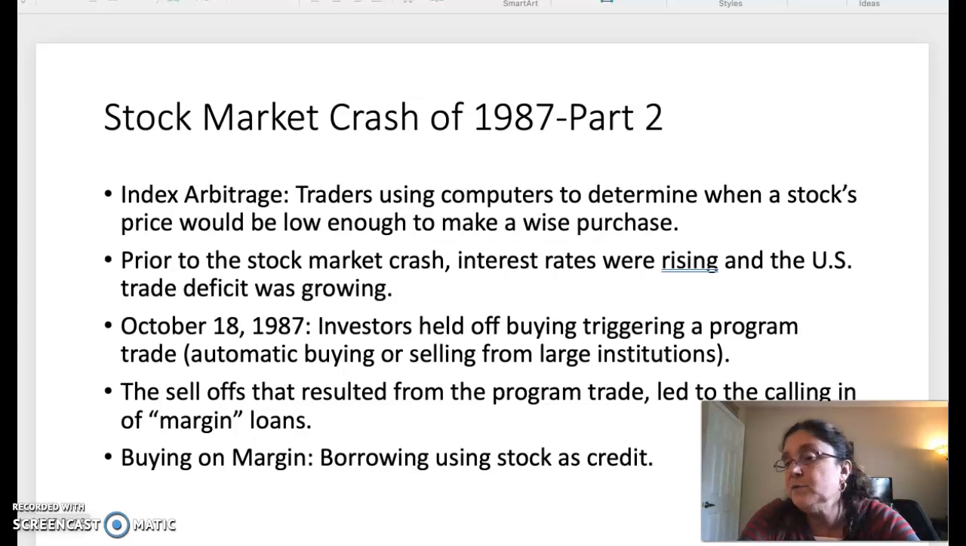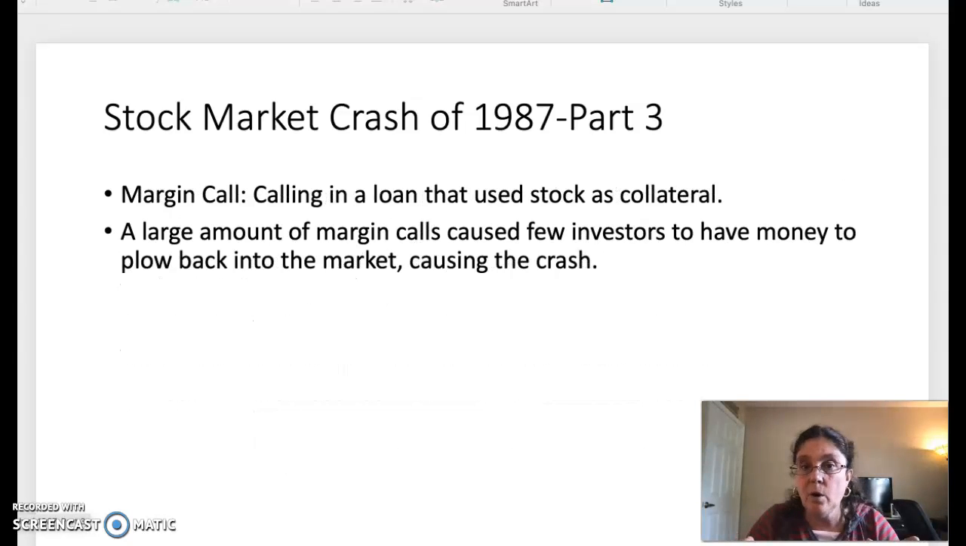Before the stock market crash, interest rates were rising and the U.S. trade deficit was growing. On October 18, 1987, investors held off buying, which triggered a program trade. Program trade is automatic buying or selling from large institutions. The sell-offs that resulted from the program trade led to calling in of margin loans. Margin loans is buying using stock as credit. Margin calls is calling in a loan that uses stock as collateral. There were so many margin calls that few investors had enough money to plow back into the market, and this caused the crash.